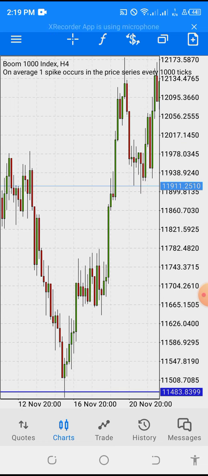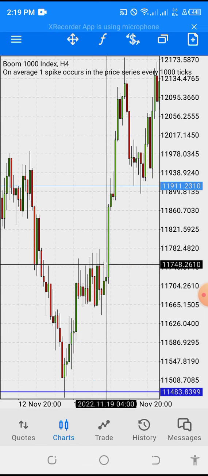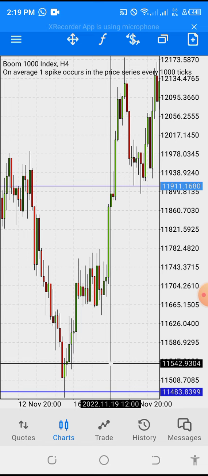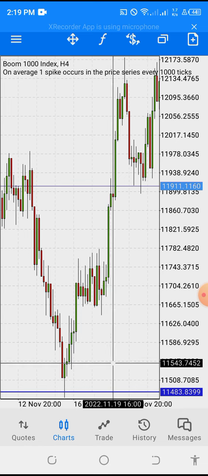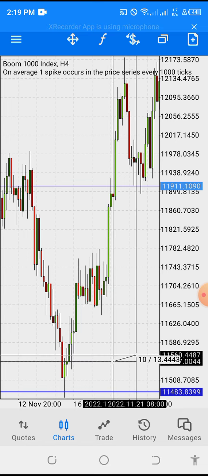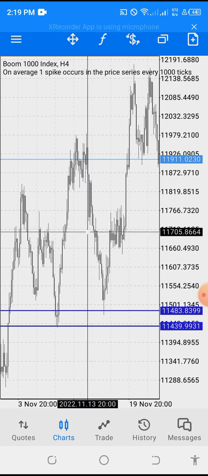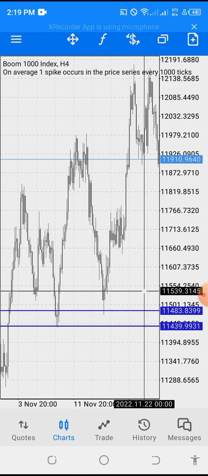When you get these two candles, you should place your buy. Very simple. After the formation of this doji, place your buy, then place your stop loss below that candlestick, or you can place your stop loss below the supply zone. As for me, I place my stop loss below the supply zone.